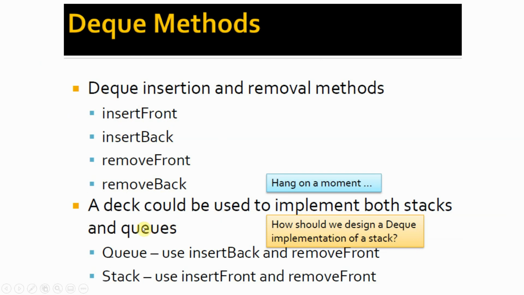If you implement a deque to work as a stack, you would basically be using only insert at the front and remove from the front. And if you want to implement it to work as a queue, you would be only using remove from the front and insert at the back.